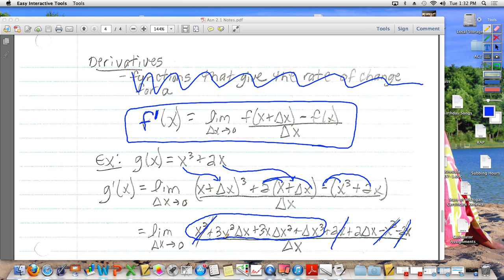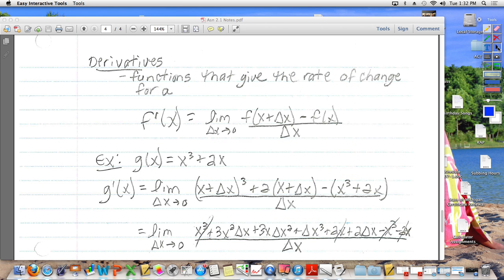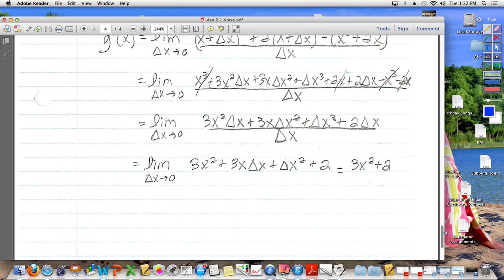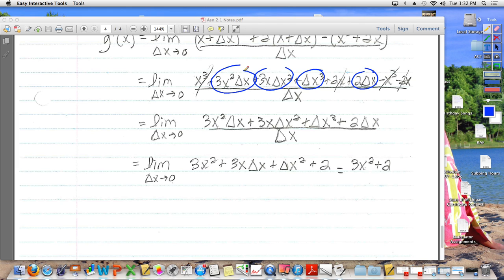All right, so here we go. That leaves me with, after I've canceled everything out, 3x squared, the change in x, plus 3x, the change in x squared, plus the change in x cubed, plus 2 change in x, and those were just my leftovers, and I combined them and made a rule divided by the change in x.